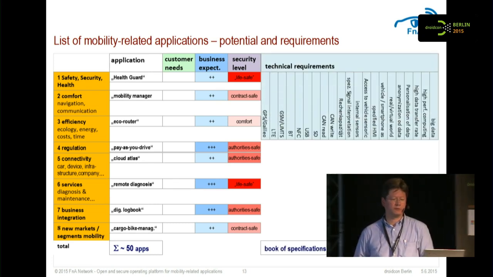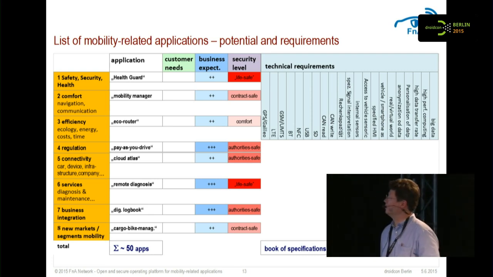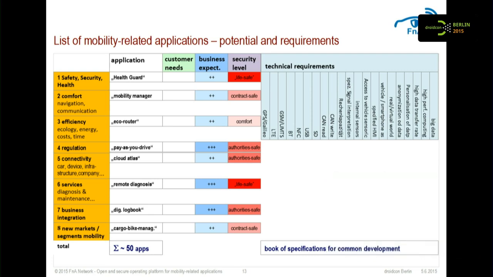Which kind of technical requirements do we need to provide for these applications? We need some kind of telematics. We need some kind of interfaces: USB, near-field communication, all this stuff. CAN bus access is an important thing. We discussed it already. And also, what kind of computing capacity and big data processing is needed in the box or in the environment of this thing.